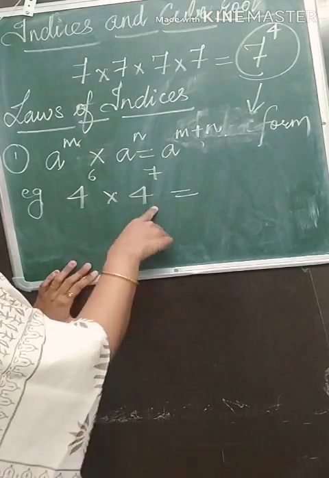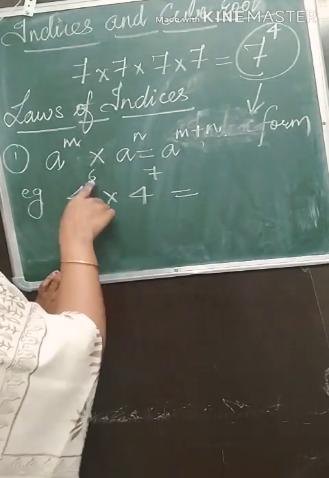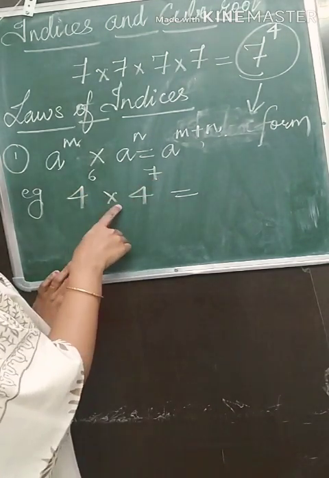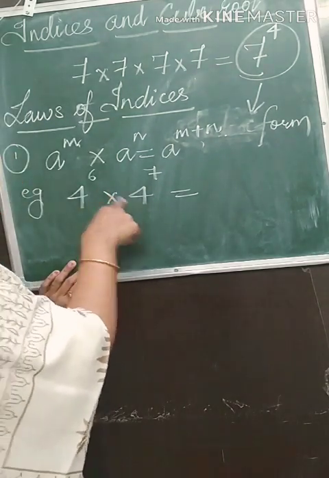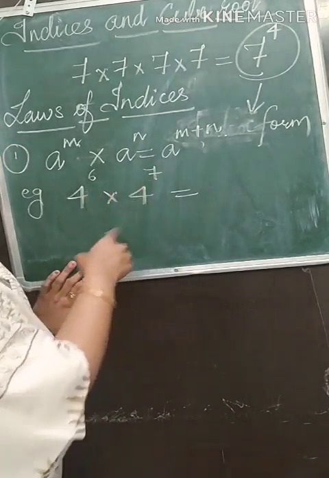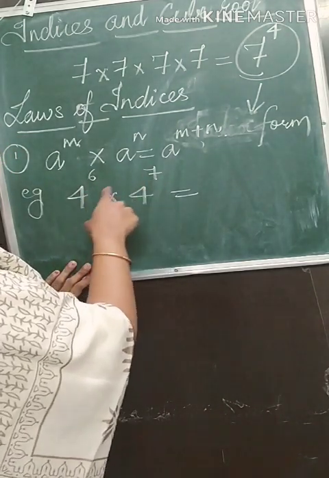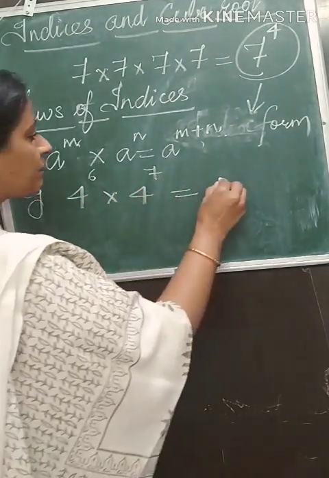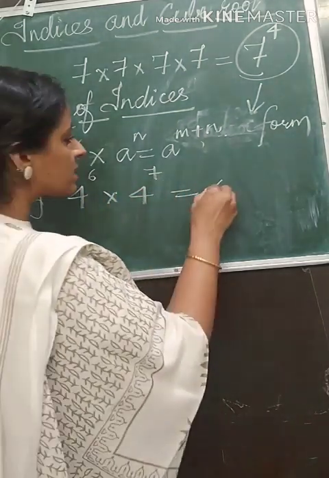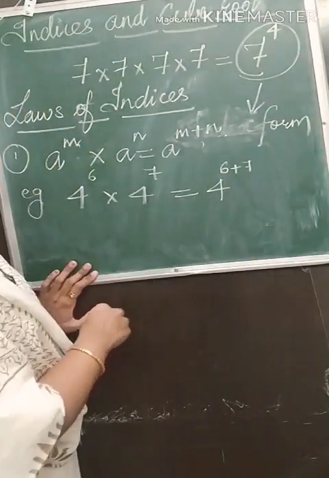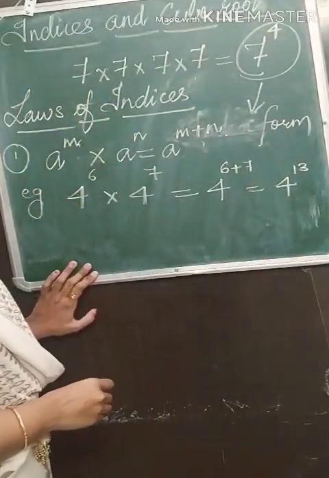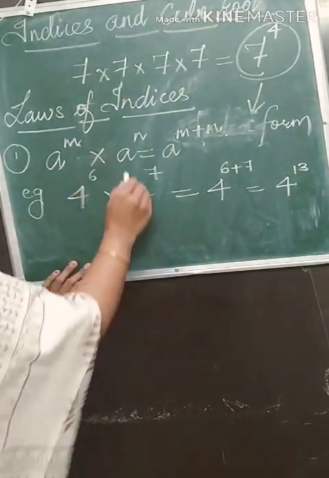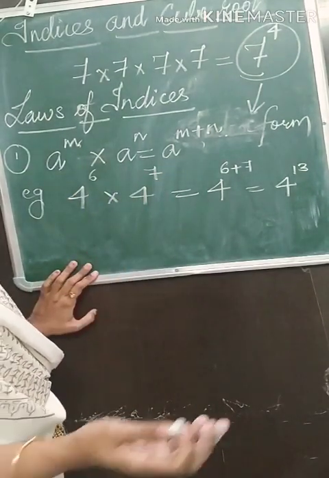Both the bases are the same, and you have a multiplication sign. So if you have a multiplication sign, then you will add the indices of each number. So we will write the base, which is the same, 4. And then we will add the indices, that is 6 plus 7. 6 plus 7 is equal to 4 raised to 13. So when I give an example, it is much more clear.